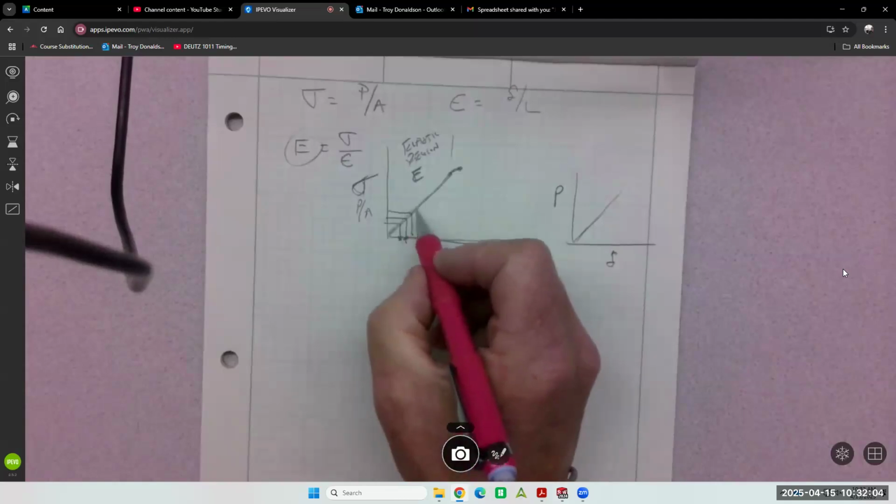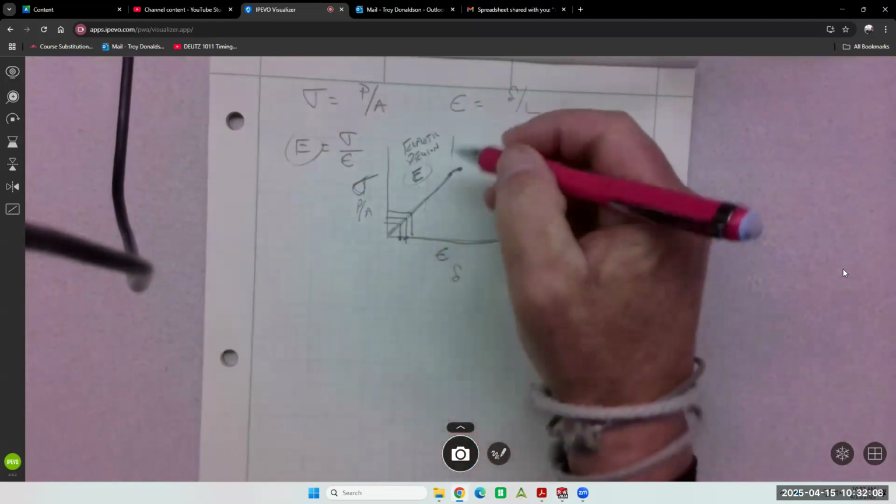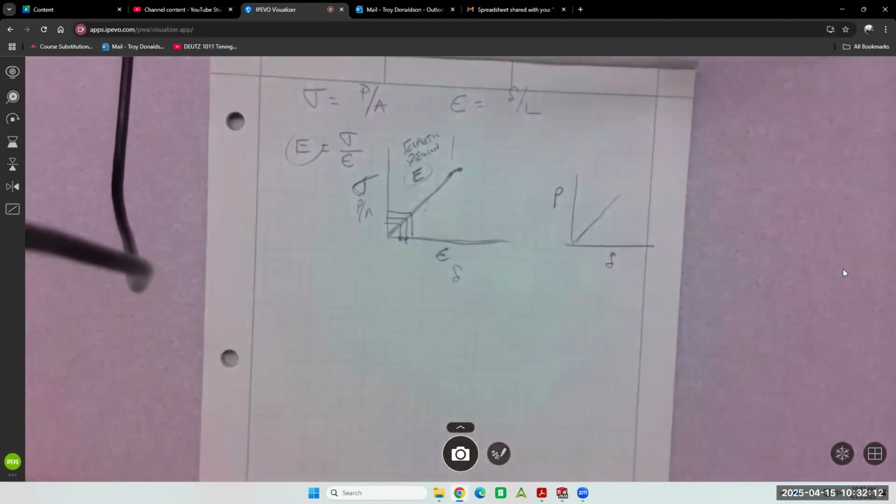So all of these things are equal, and this is where E lives, in this region. E does not live out here. It doesn't exist anymore, modulus of elasticity. The materials change. When you stretch them too much, they get harder, they get softer, they get brittle, they change. The molecular structure changes when you permanently deform something.